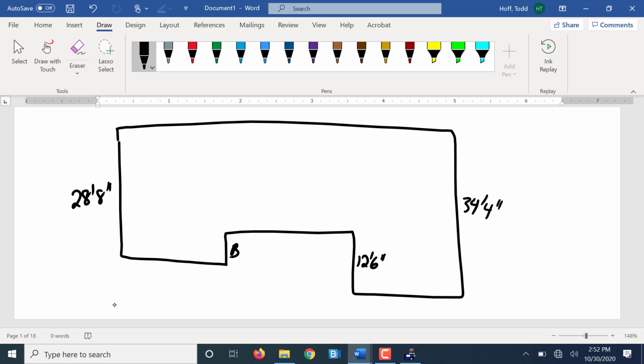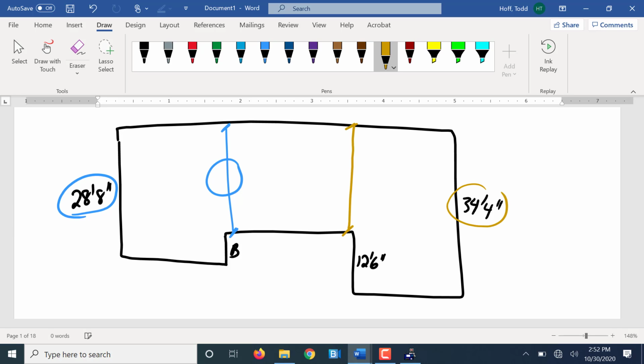Well, what we have to do there is figure out what the distance is from here to here. The difference between 28.8 and that distance is going to be B. So to find that distance, that's the same distance as from here to here. Well, that's the difference between the 34.4 and the 12'6". We're finding this distance right here.